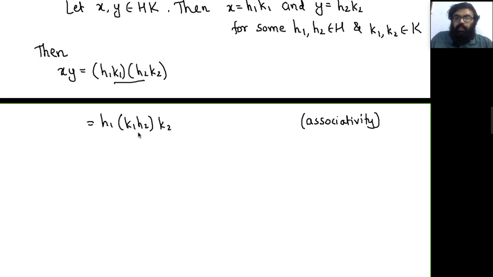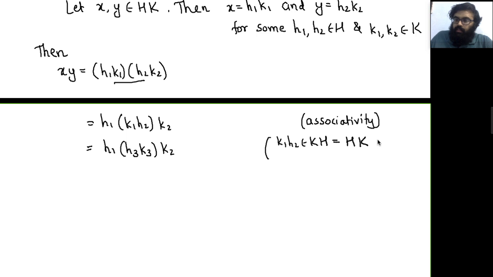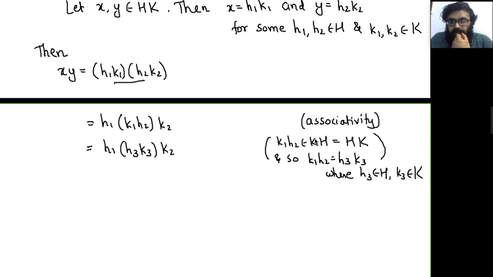But what we know is this guy belongs to KH. So this I can write as h1 k1 h2 k2, and I can write k1 h2 as h3 k3. Why can I write h3 k3? The reason is k1 h2 belongs to KH, which equals HK. This is what we are given. And so k1 h2 equals h3 k3, where h3 is in H and k3 is in K. Right? Because we know KH equals HK.